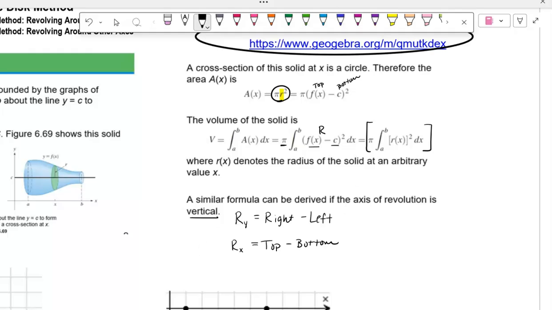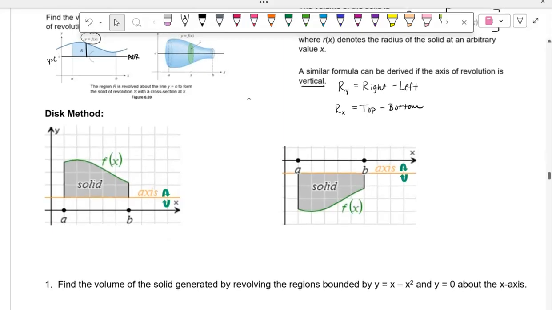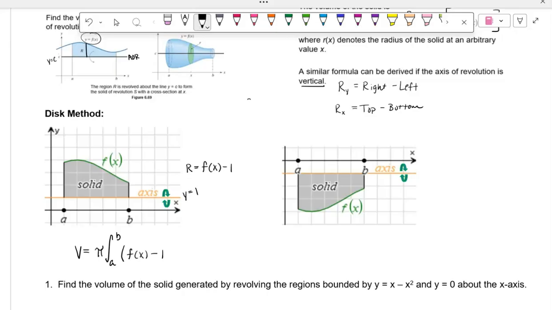You can see in these two pictures right here, A and B are along the x-axis. So in both of these, we're going to be revolving in terms of x. Right here, my axis of revolution looks like it's something like y equals 1. So I could say our radius would be f of x minus 1, for the axis that you're revolving around. My axis of revolution right there is y equals 1. So for the volume, we could say the volume is going to be pi integral from a to b of your top curve minus your bottom curve, squared for r squared, dx.